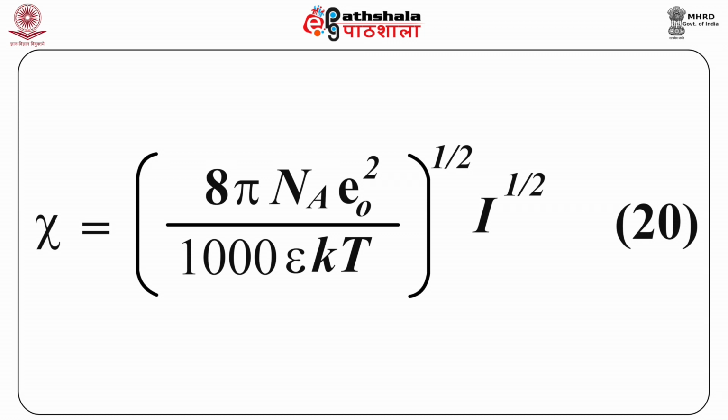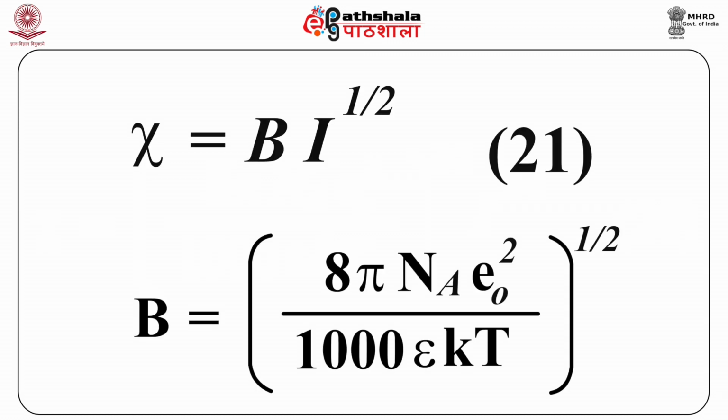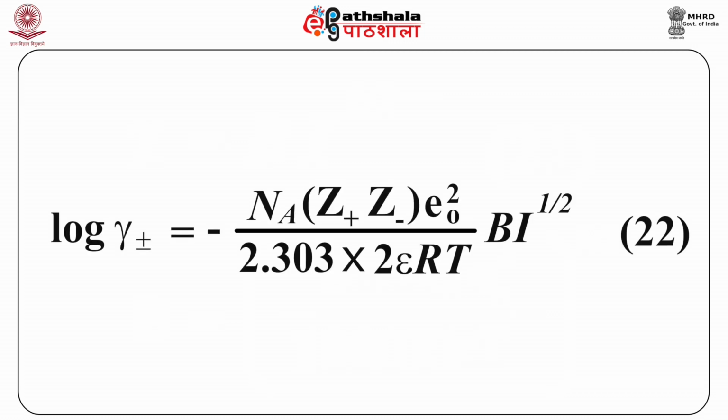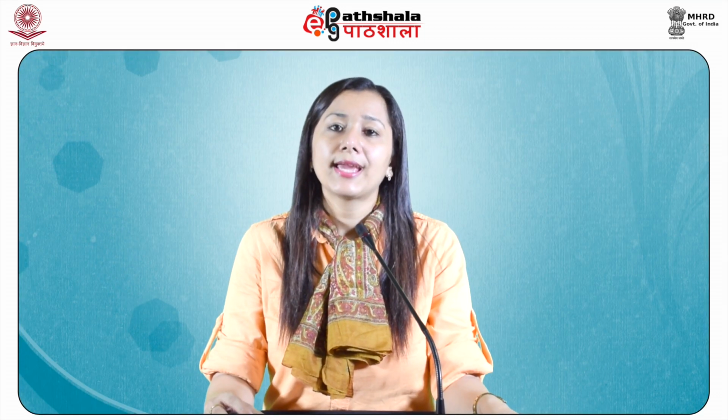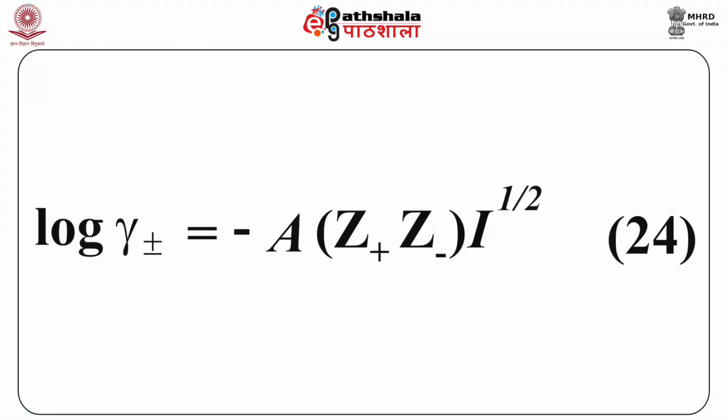this is our equation 20, or this can be written as chi equals b under root I. This is our equation 21, where b is equal to, on the basis of the expression 21, equation 14 becomes, this is our equation 22. For greater compactness, we define a constant A given by, this is our equation 23. Thus, equation 22 can be written in the form of equation 24 as, the negative value for logarithm in equation 24 implies that mean activity coefficient is less than unity.